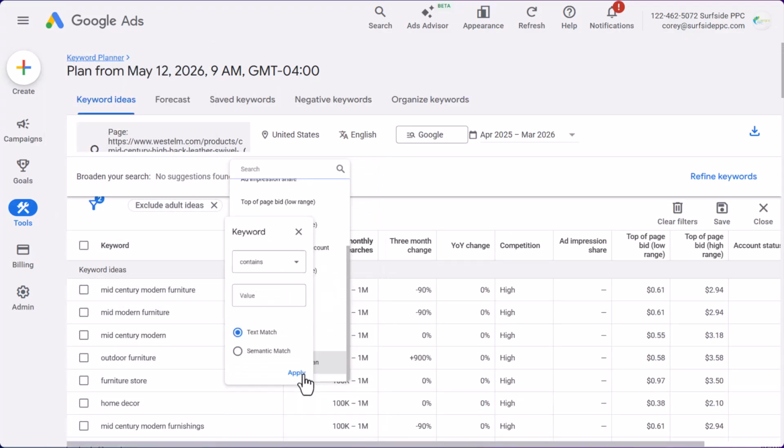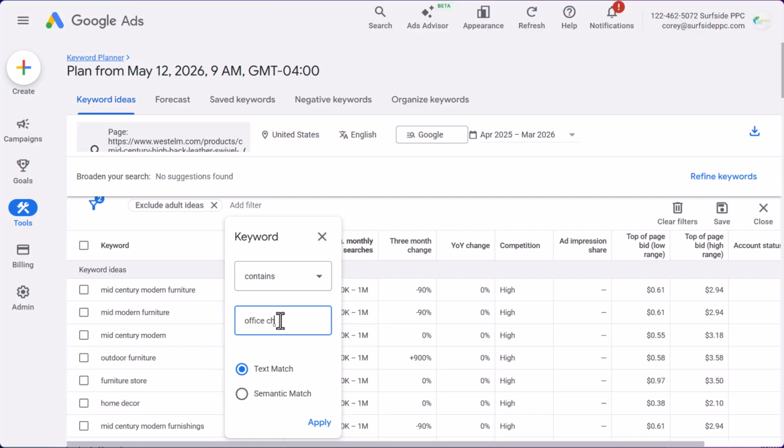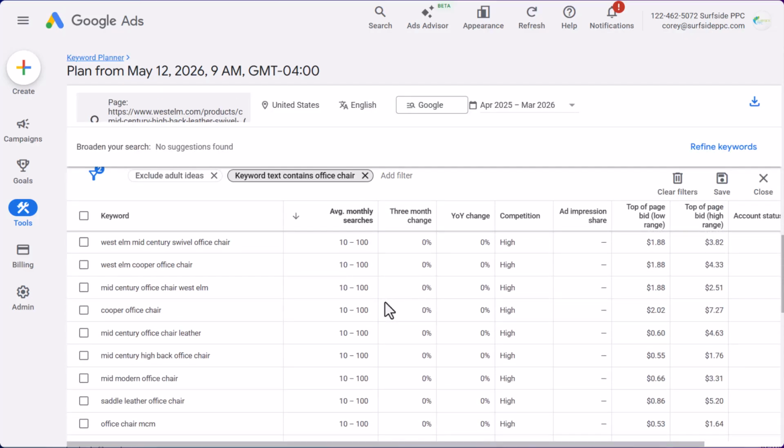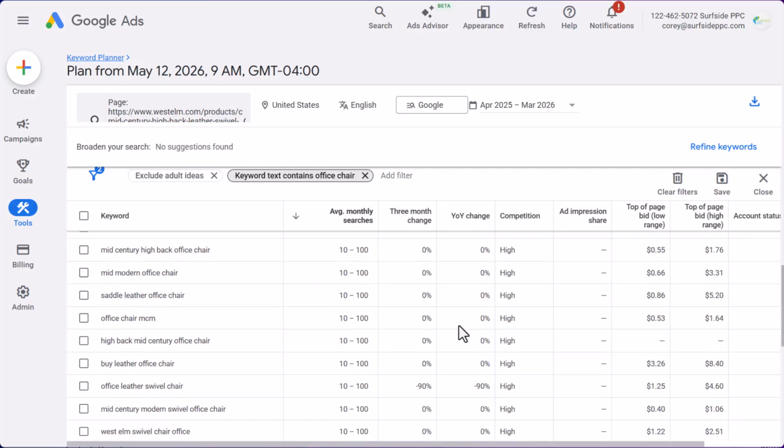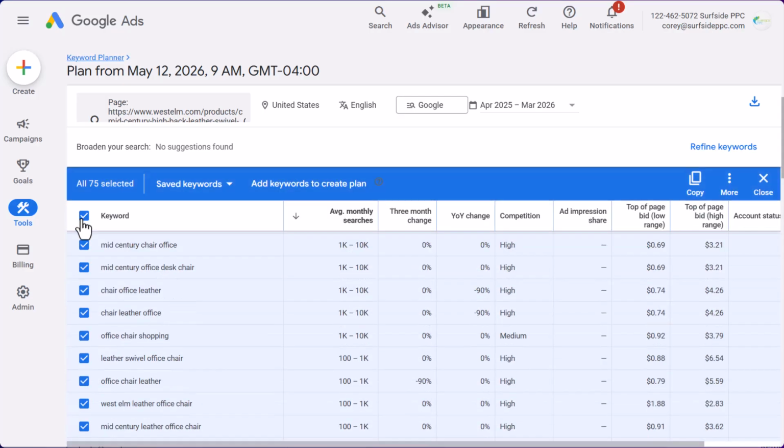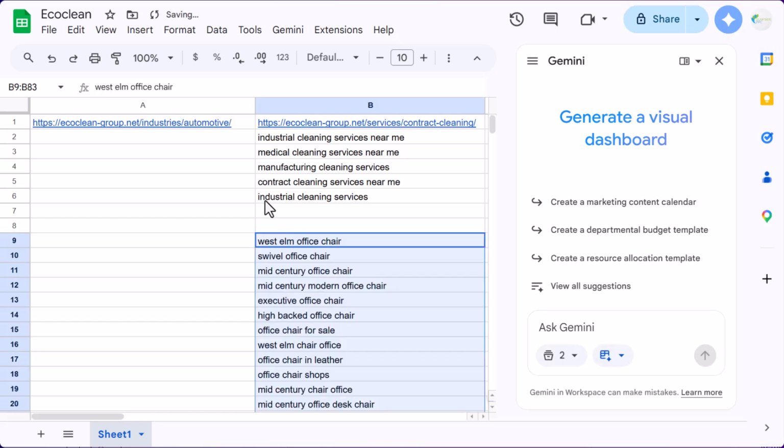But if we say, okay, I want the keyword text to contain office chair. Okay, so now we have all of these different keywords here. What I would do next is generally say, okay, we're targeting office chairs. We have 75 keywords in here. I would take this list of keywords, copy them, bring them over into a spreadsheet. This is something I used to do manually all the time.